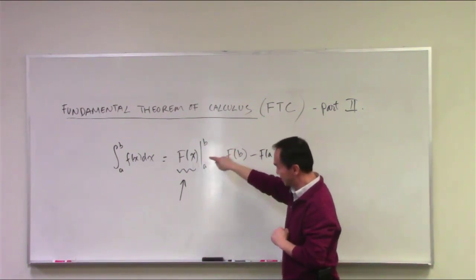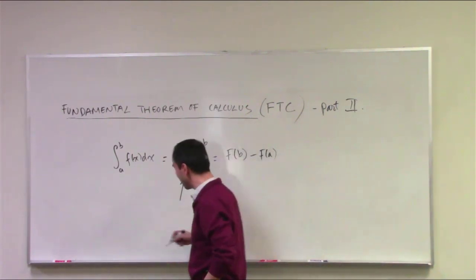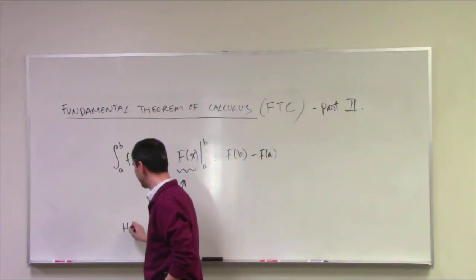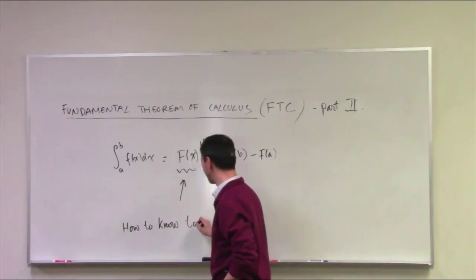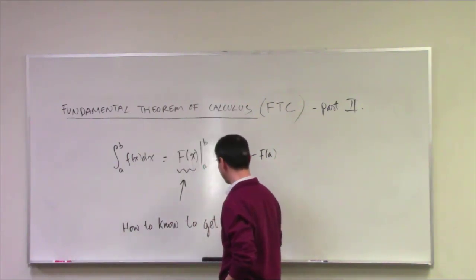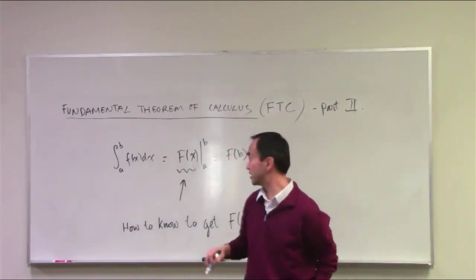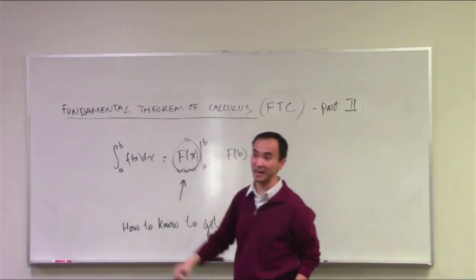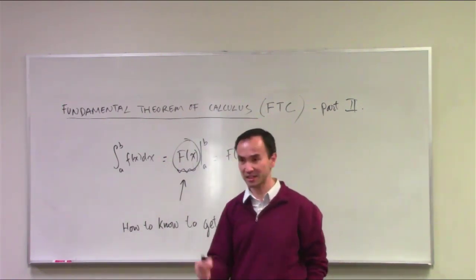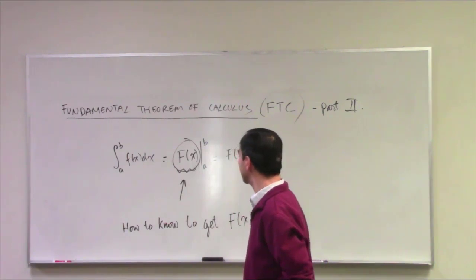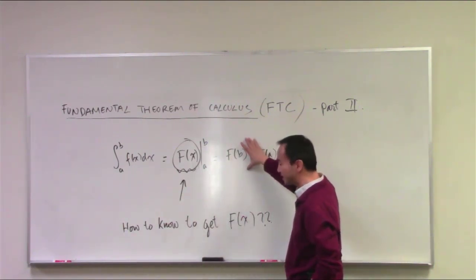But then part 1, historically speaking, took time to prove. How do we know how to get the capital F of x? That's the question right there. Because if that part fails, there's no way to use this part. So that's basically the connection between the fundamental theorem of calculus, part 1 and part 2. The one we've been using mainly is this part right there.